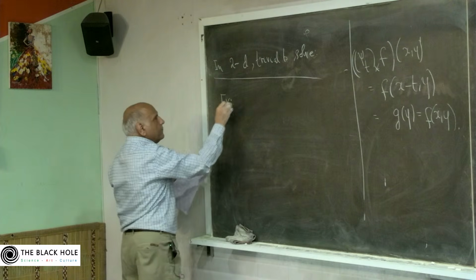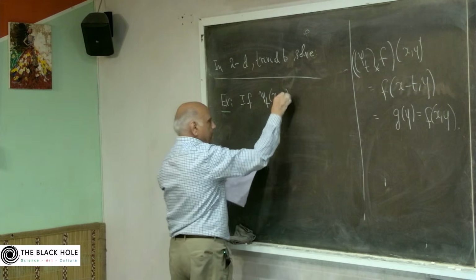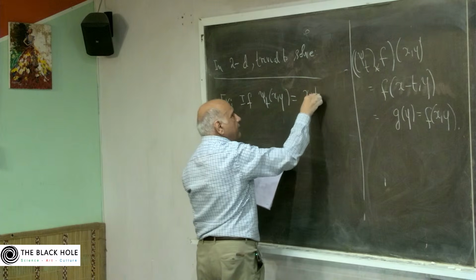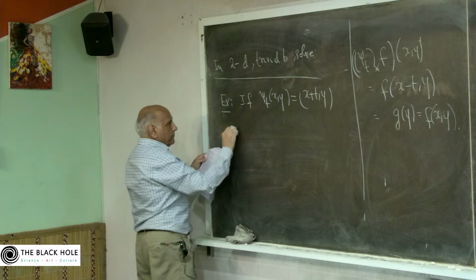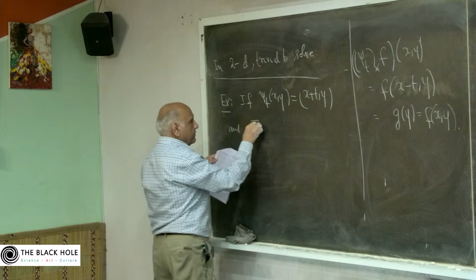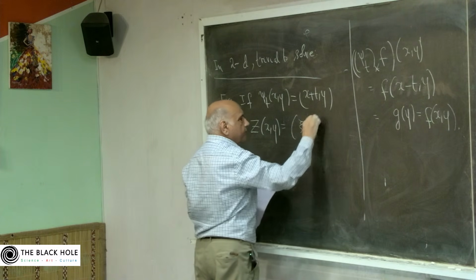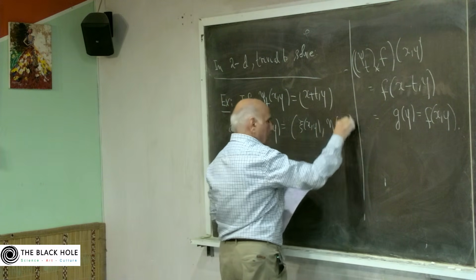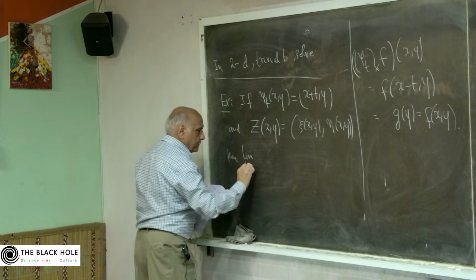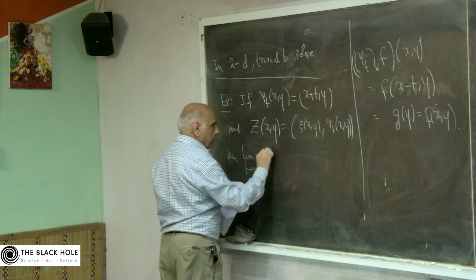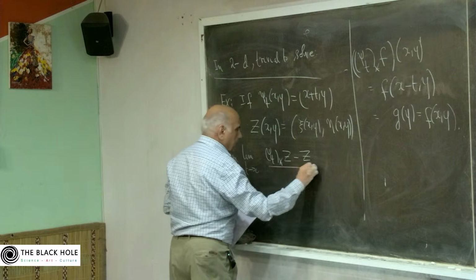Example. If psi t of (x,y) is equal to (x plus t, y), and Z of (x,y), a vector field which I identify as functions, is (xi(x,y), eta(x,y)), then the limit as t goes to 0 of psi t star Z minus Z over t at the point.